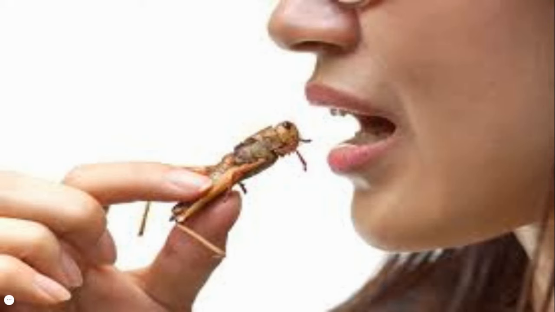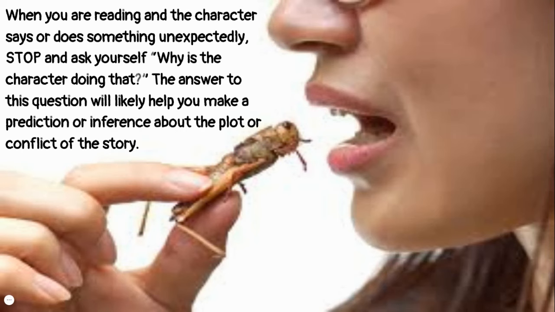So to review, when you are reading and the character says or does something unexpectedly, stop and ask yourself, why is the character doing that? The answer to this question will likely lead you to the plot or conflict through prediction or inferring.